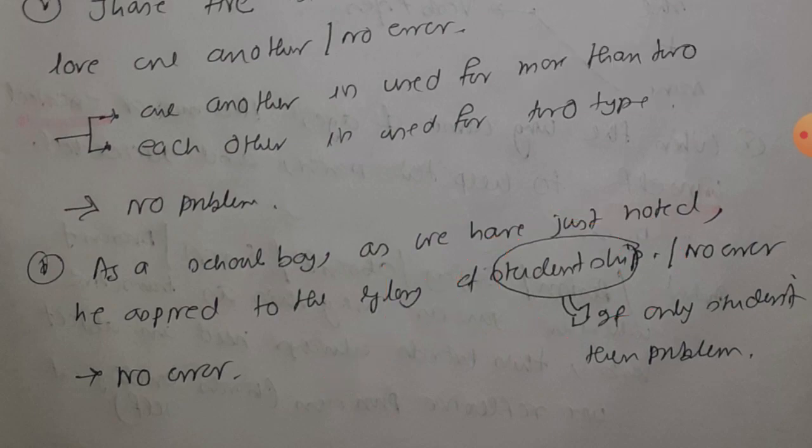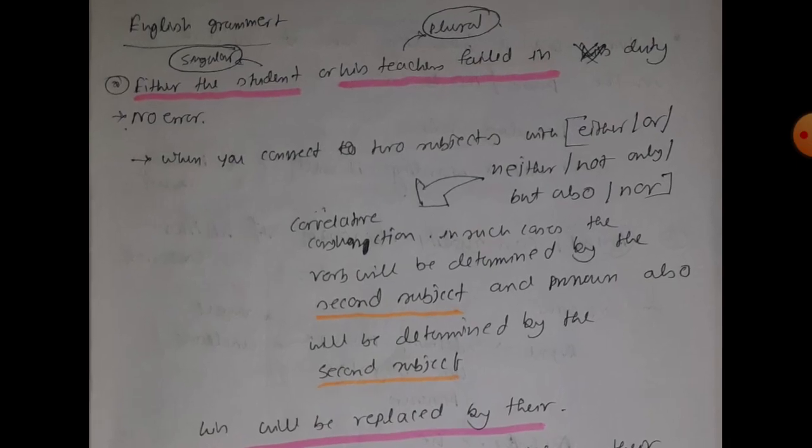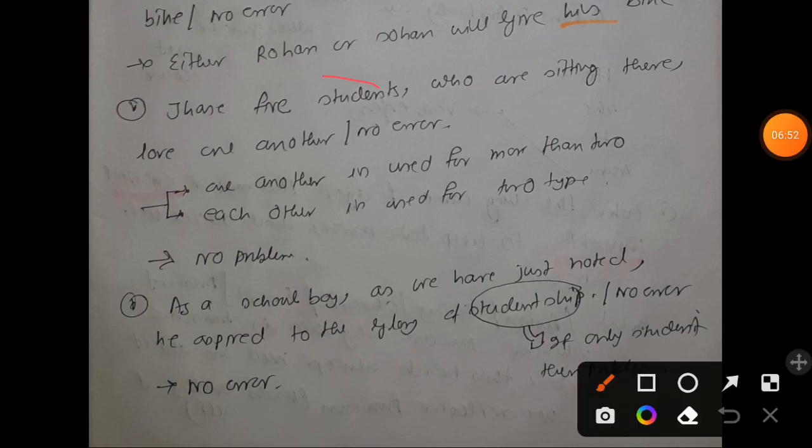Okay, so here we have learned three things. When we are using either or, neither nor, but also, not only, under such circumstances remember it very carefully that we have to focus on the second subject to determine what the pronoun and the verb are. And we have learned that whenever we are talking about more than two, we have to use one another, and whenever we are talking about only two, each other will be present in the sentence.